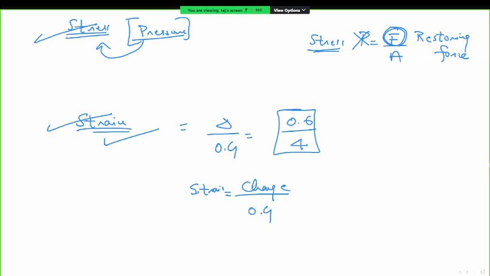Telling how we will tell what was the change compared to the original thing. Originally it was so much, it changed, and the change divided by the original is again a ratio. This ratio is called strain. And always remember, both of them are nothing but ratios.